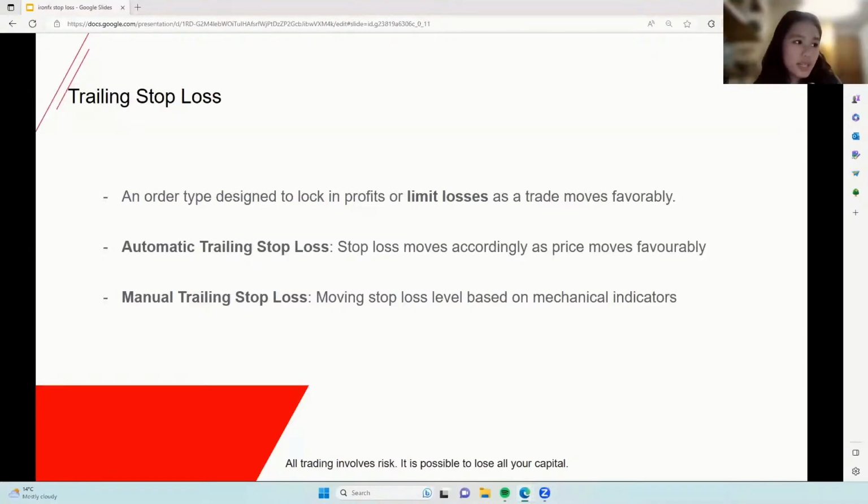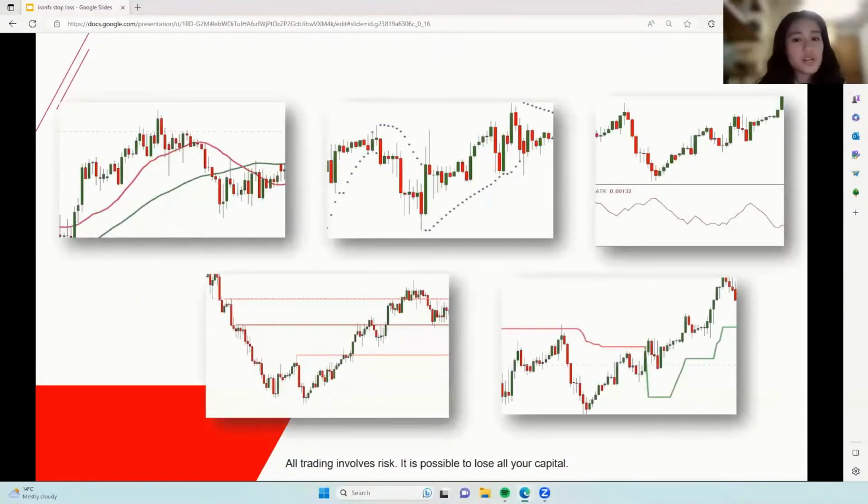So an automatic trailing stop loss moves according to how price moves favorably, and a manual trailing stop loss is a moving stop loss level that's based on mechanical indicators. So here's an example of where you place an idea invalidation level. Okay, so here's our first level. This is moving average. Here we have the chandelier SAR.